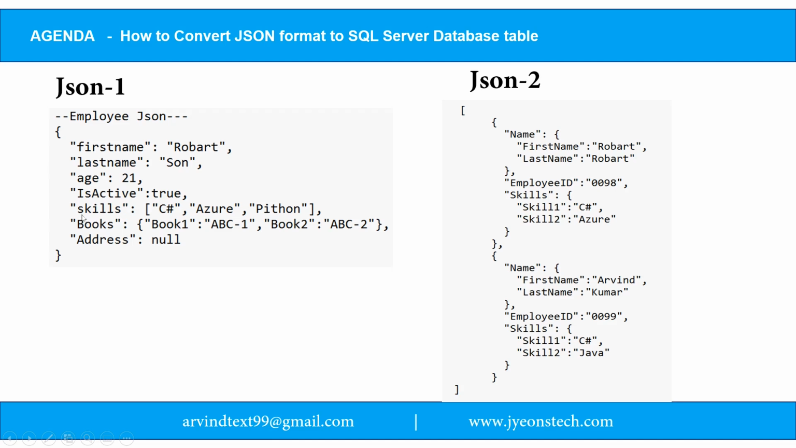Skills are in the format of an array, and the employee has books: book 1 is abc1, the name of the book, and book 2 is abc2, the name of the book, for example. Address I have taken as null. In the second JSON, this is an array of complex, object-type items. I have taken name as first name and last name, employee ID, and skill in this format. So let's see how to convert these two JSONs into SQL Server database tables using a SQL query.